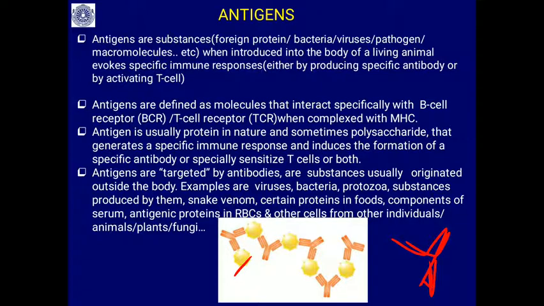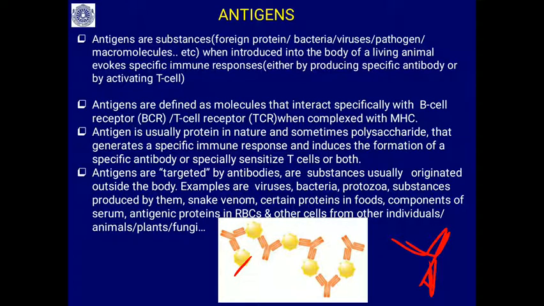So, antigens targeted by antibodies are substances usually originating outside the body. Examples are viruses, bacteria, protozoa, substances produced by them, or it may be snake venom. Snake venom is also proteinaceous, it is a foreign protein. Certain proteins found in food may be toxic. So, they originate from our diet, or components of the serum when blood transfusion is given.